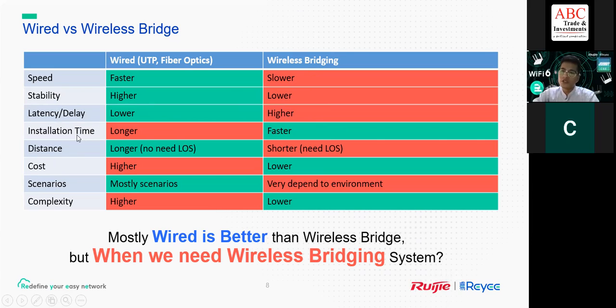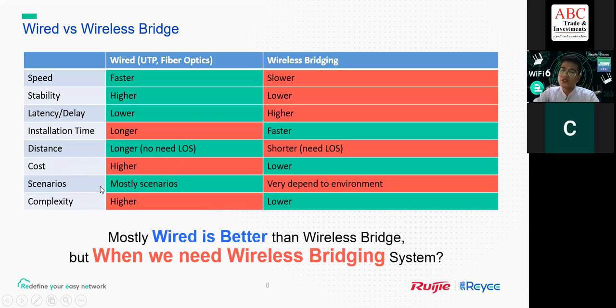And for the installation time, wire is longer because you have to lay your cable for maybe one month or two months, and the cost is also higher because you have to hire a lot of labor. So you have to spend a lot on labor cost and cabling cost. And for the distance, wire is longer, and you don't need to worry about line of sight, no LOS needed. But with a wireless bridge, we need line of sight, and the cost is lower.